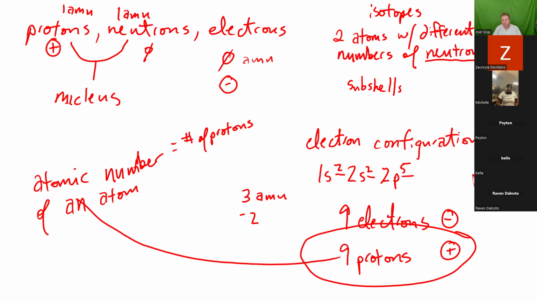If you change the number of protons, you're talking about 2 different elements. If you change the number of neutrons, then you're talking about the same element, but with a different mass. An example of an isotope would be something like hydrogen 1, hydrogen 2, hydrogen 3. These all have unique names. They're hydrogen, deuterium, and tritium. They all relate to the different number of neutrons. Okay.